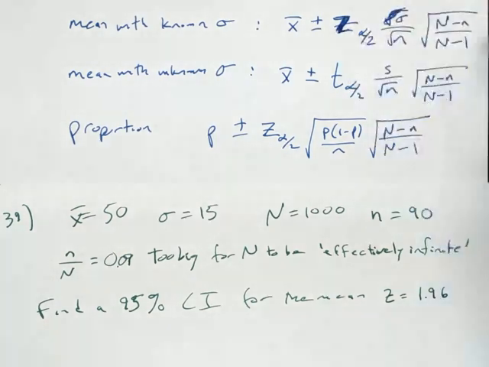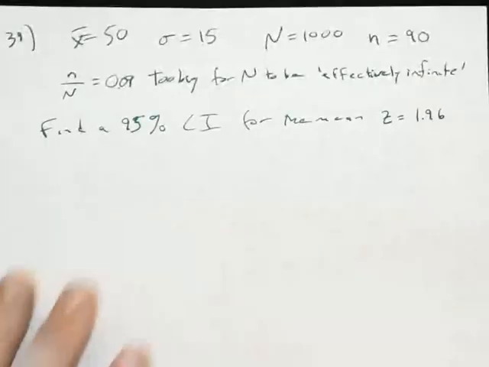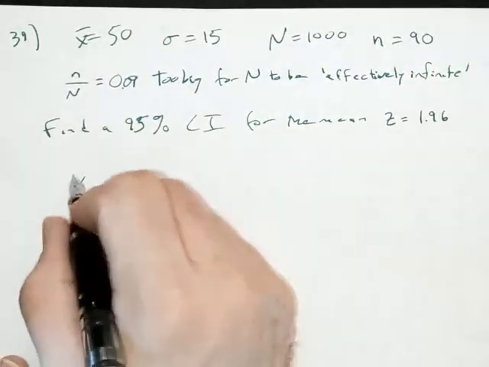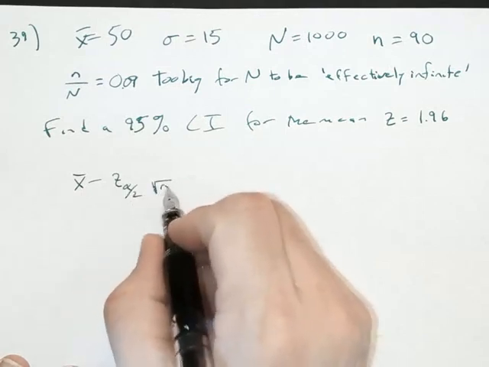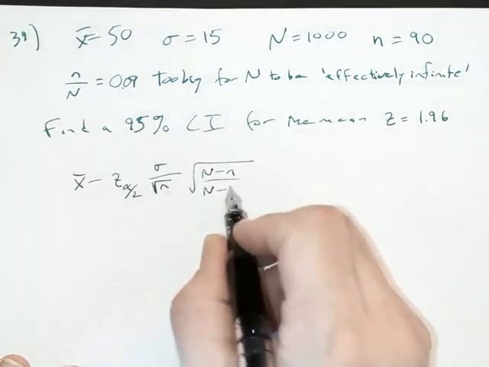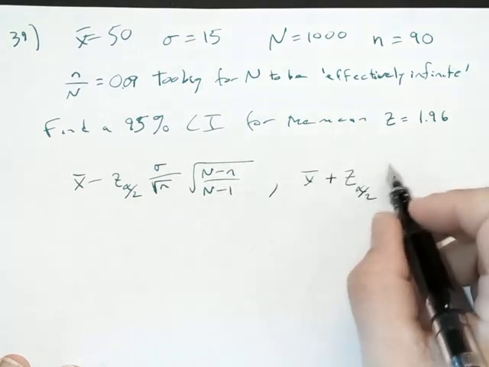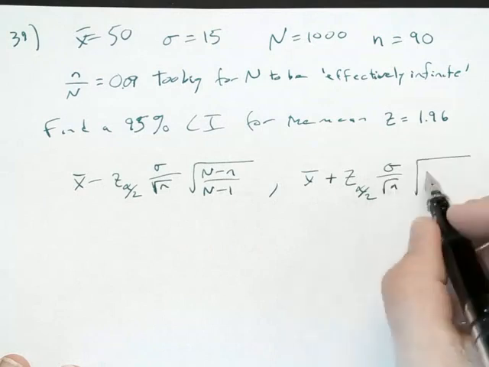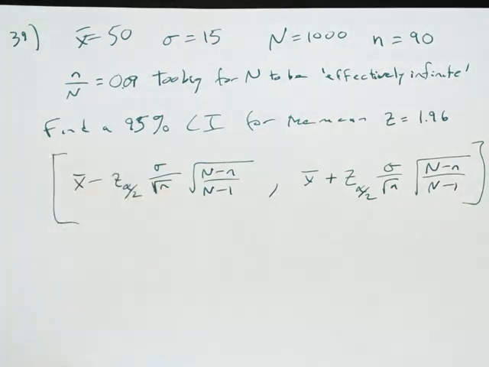So now I can figure out this number, and then I can add or subtract to my mean to get the confidence interval I want. So scroll that right off the top. I have x bar minus z alpha over 2 sigma over root n, and then my correction factor, and then I have plus the same expression. And this will be my interval.